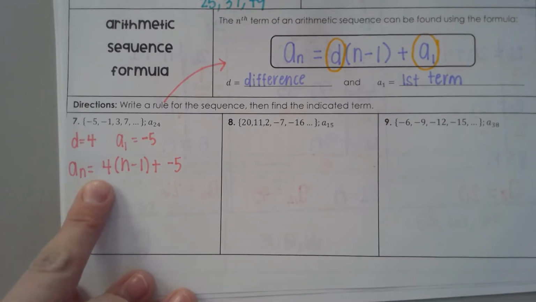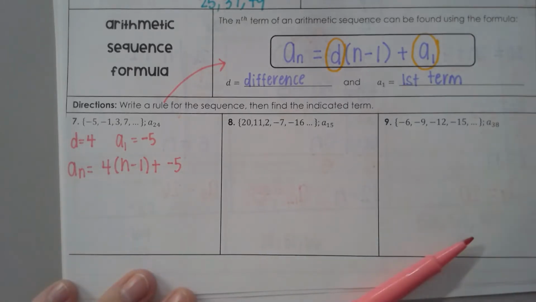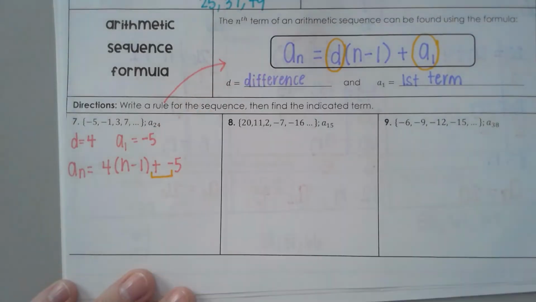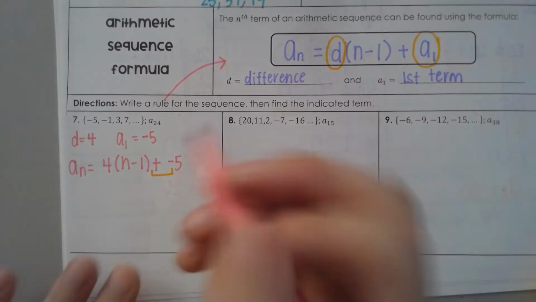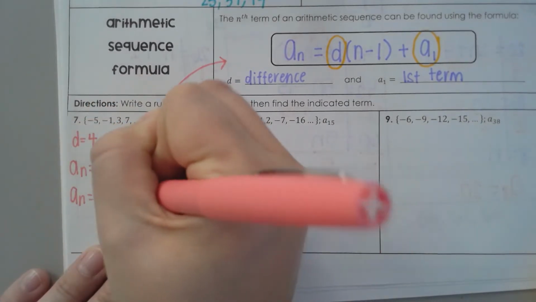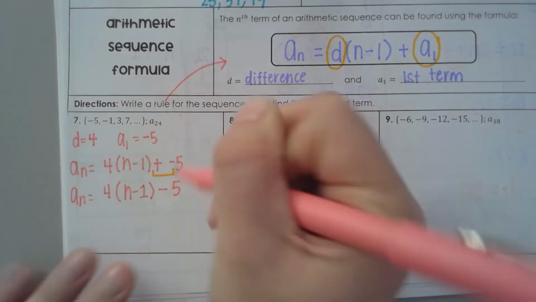So I plugged in a 4. I plugged in a negative 5. Typically, you do not want to write plus negative. What do you put instead? Just a minus sign. So AN equals 4 times n minus 1 minus 5.